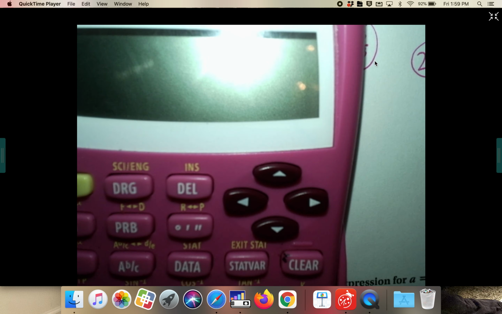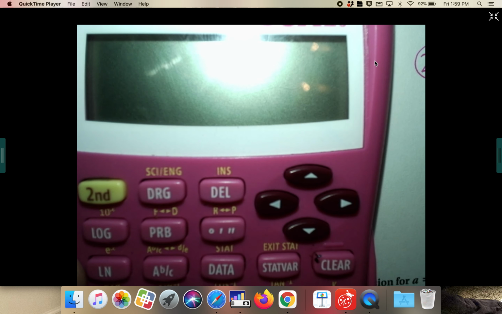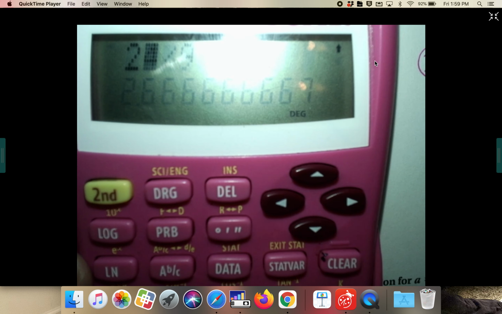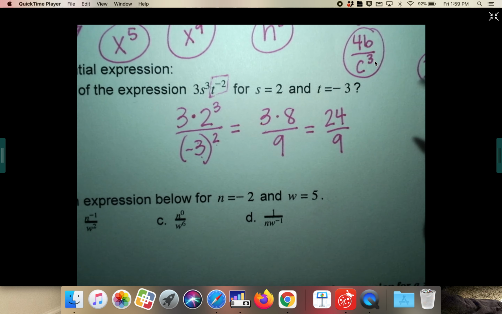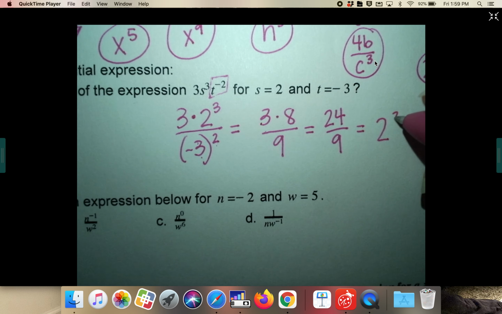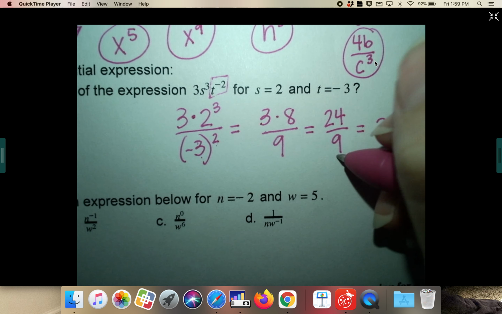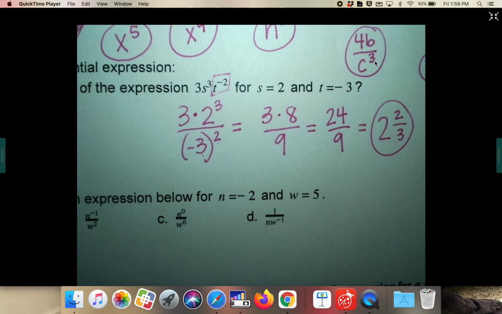I don't think 24 divides by 9 nice and neat. Oops, 24 divided by 9. It doesn't, but I wonder if we can simplify it. 2 2/3. I'm okay with you either calling it 2 2/3 or you can just leave it 24/9. So either of these is fine. I don't care. Okay.